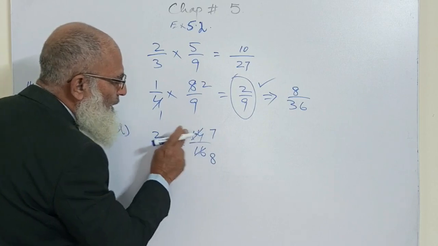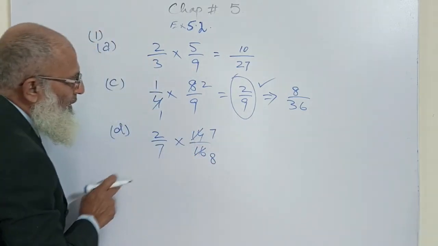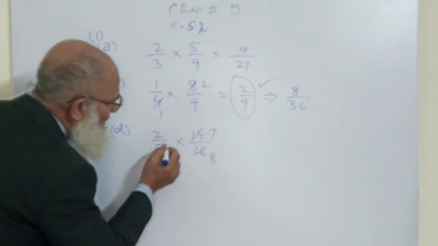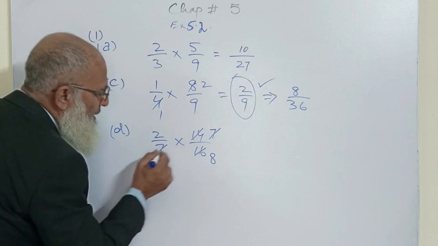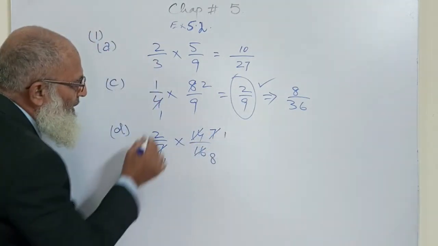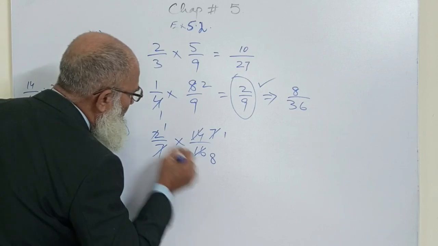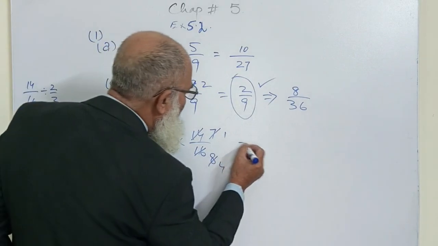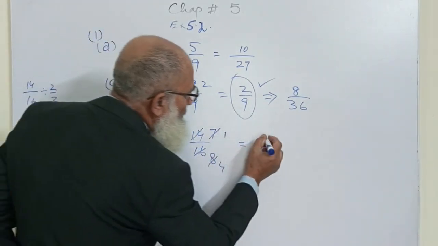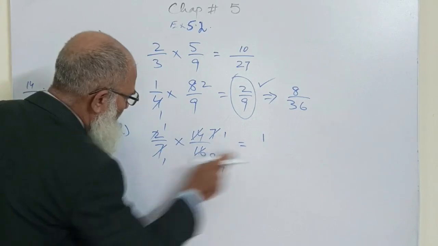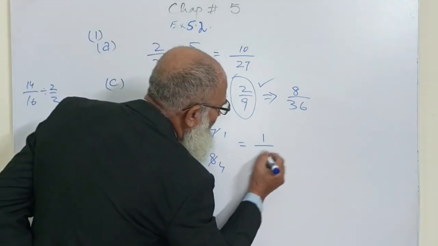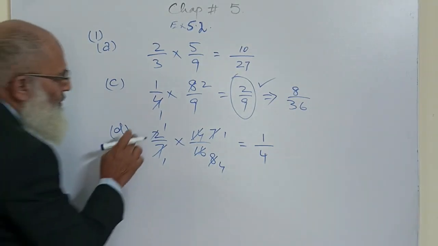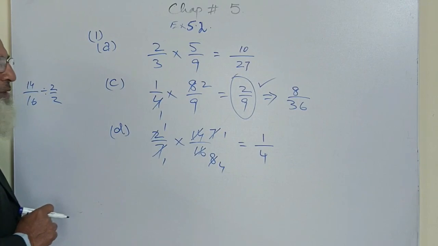2 7 times 14, 2 8 times 16, and you see that this 7 and this 7 are again being divided, so it will be 7 1 times 7, 7 2 times 14, 2 1 times 2, and 2 4 times 8. And what we are left with is only 1 times 1 is 1, 1 times 4 is 4. So we are left with only 1 upon 4. So this is the way how we do the questions.